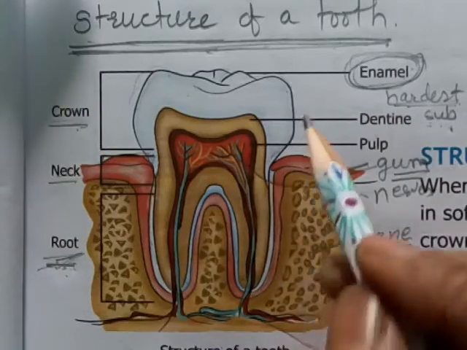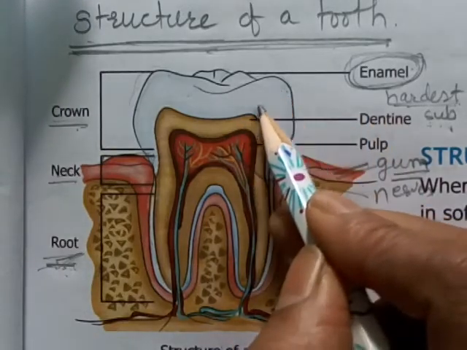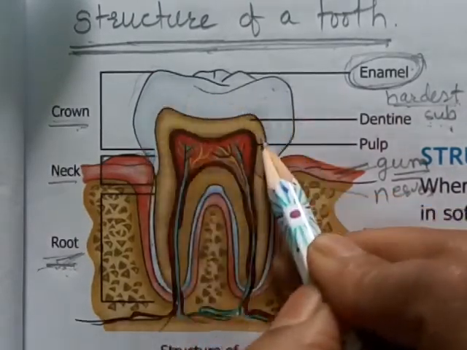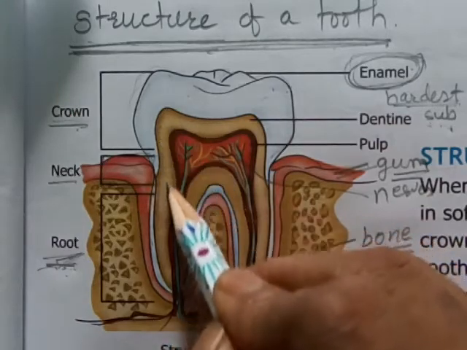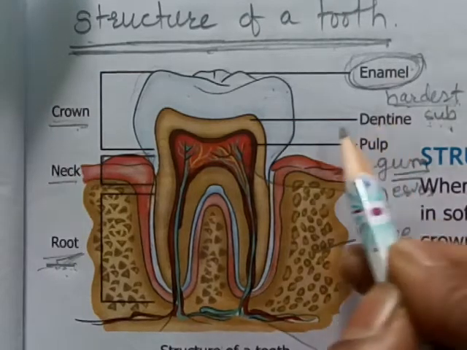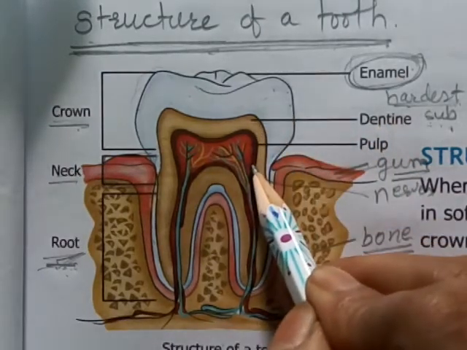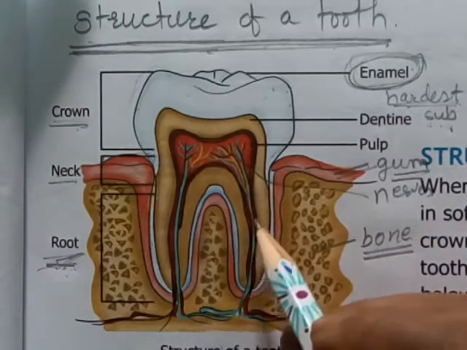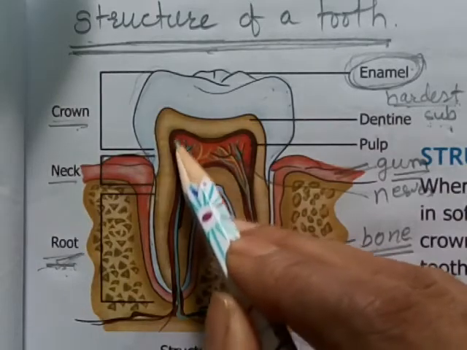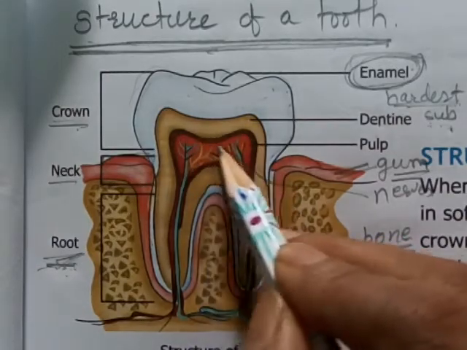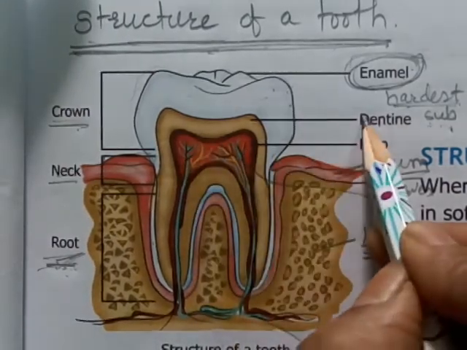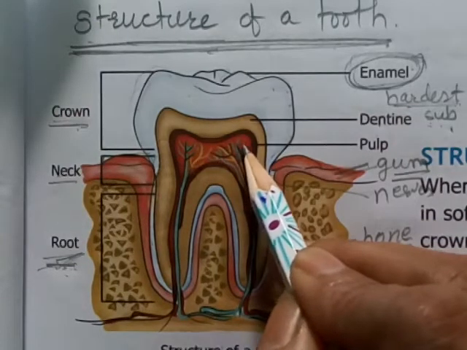Okay, then there is another layer called dentine below this enamel. This brown color part you can see here is dentine, and it is found below the enamel. This dentine protects the soft pulp inside. Here you can see the pulp, this red color. This is pulp, and it is very soft and delicate, and the dentine protects this pulp because it is very soft and delicate.